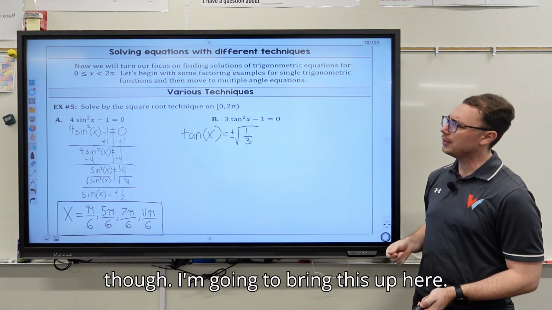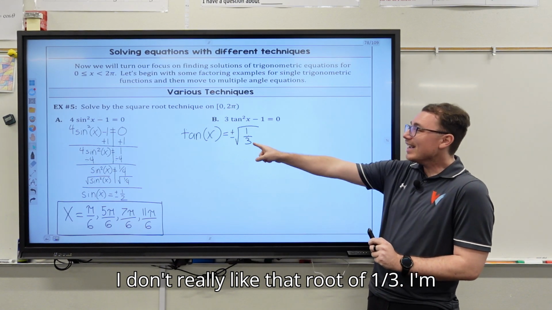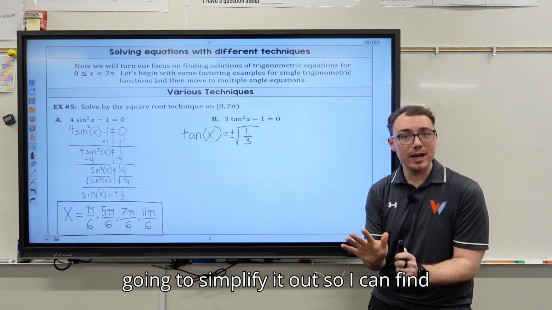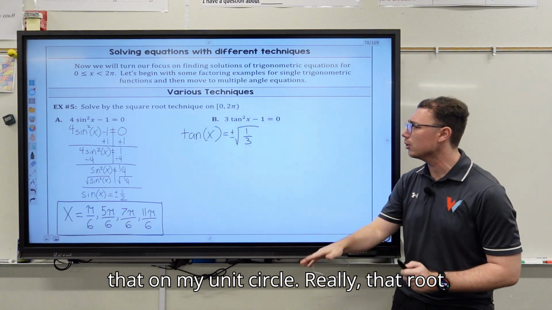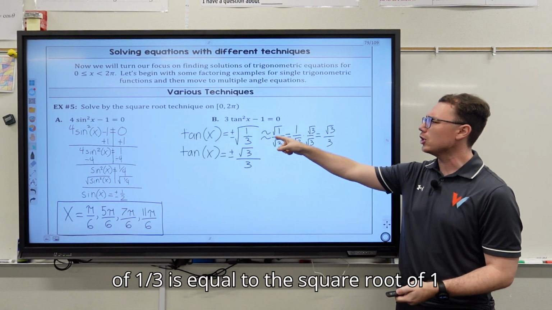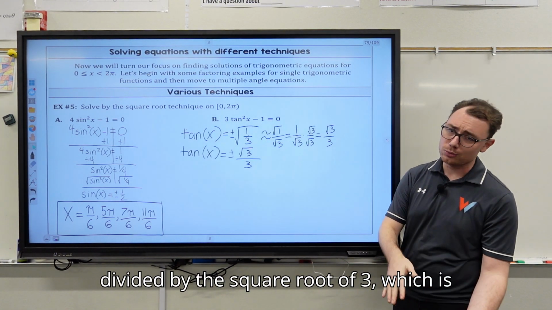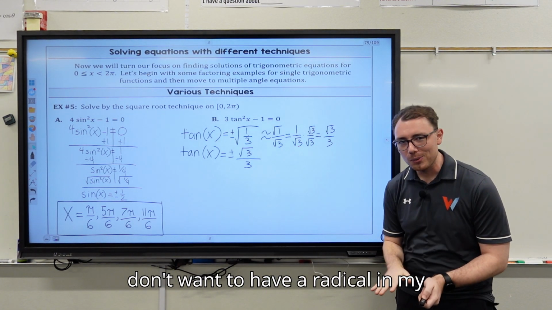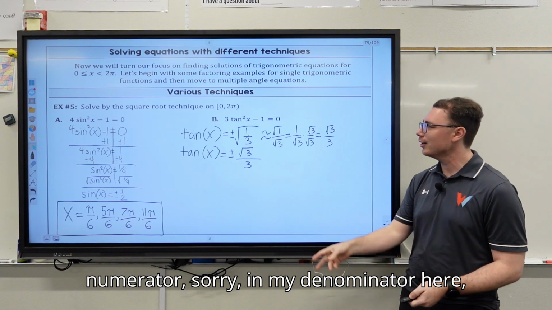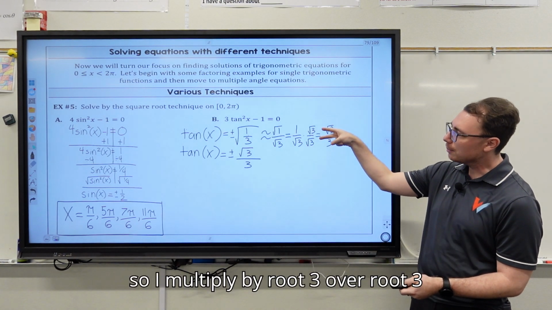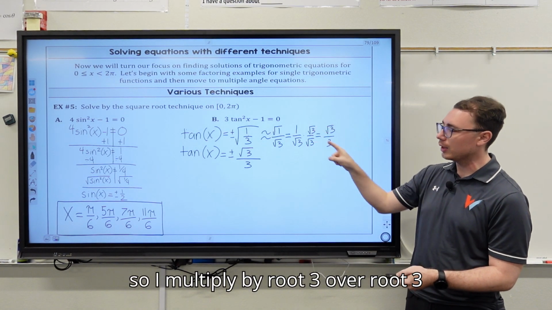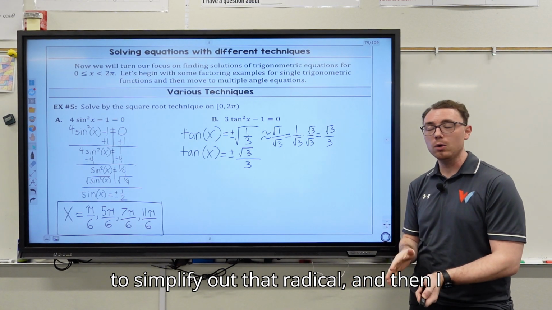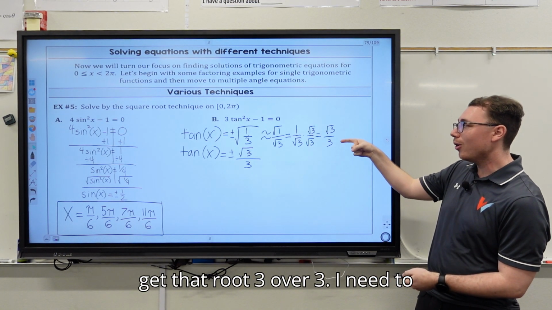I'm going to bring this up here. I don't really like that root of 1/3. I'm going to simplify it out so I can find that on my unit circle. Really, that root of 1/3 is equal to the square root of 1 divided by the square root of 3, which is really just 1 divided by the root of 3. I don't want to have a radical in my denominator here, so I multiply by root 3 over root 3 to simplify out that radical, and then I get that root 3 over 3.